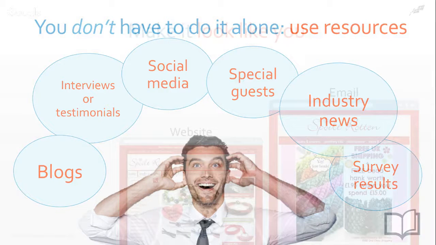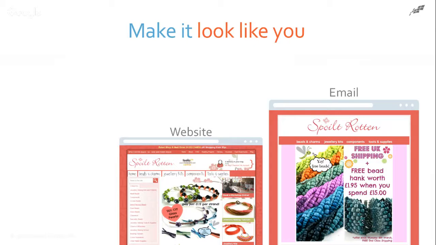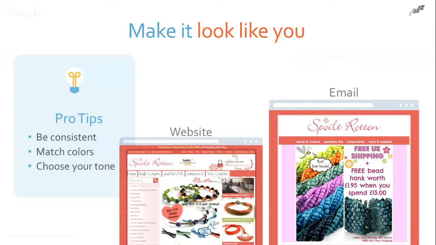And when you do, make sure that you're actually making all of this content look like you. On the left, you see the website of Spoiled Rotten, and on the right, you see the email that is sent out by Spoiled Rotten. If I'm spending all the time on my brand, you don't want to just send out an email with your name in the subject line and no images, right? You want to make sure that you have the logo of your business, the same colors as your business, and some images that relate. So some pro tips, just be consistent between the two, match the colors, and also choose your tone, the tone of voice that you use in your website or in your day-to-day business.